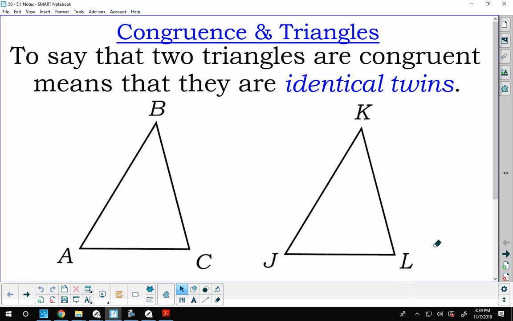Section 5.1, we're going to talk about congruent triangles. So what does it mean for two triangles to be congruent? To say that two triangles are congruent means that they're identical twins. Identical means that everything is the same. That means the sides and the angles are the same, which means congruent.